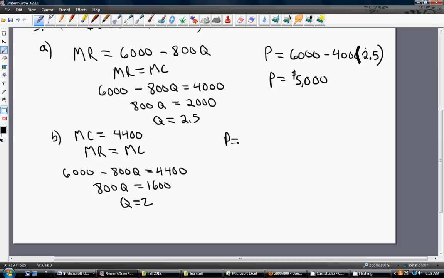The profit maximizing price in this case is 6,000 minus 800, or $5,200. And that is part B for question number 3.